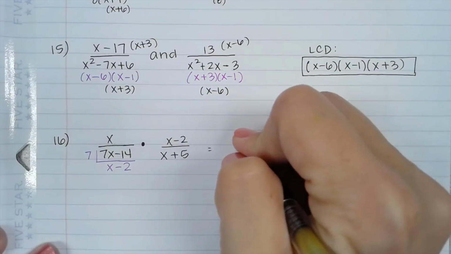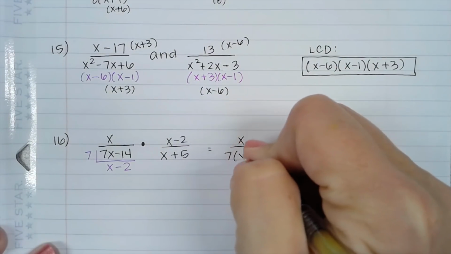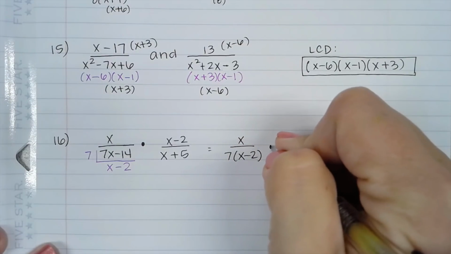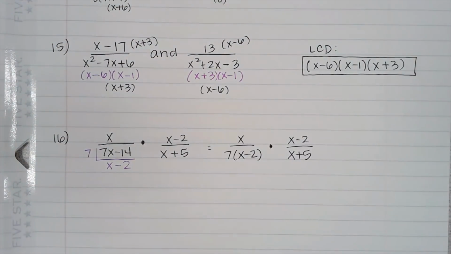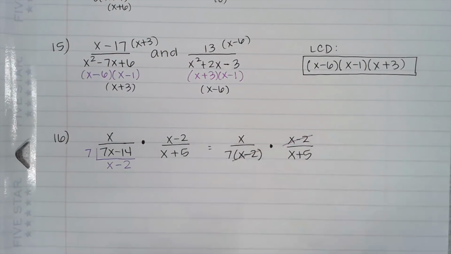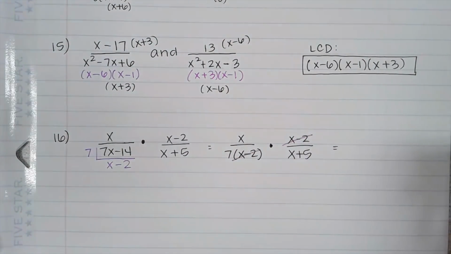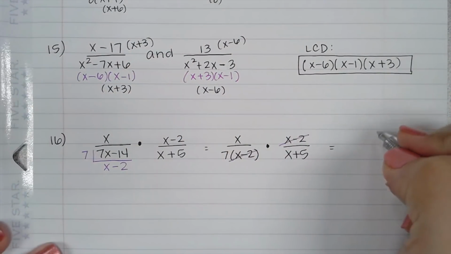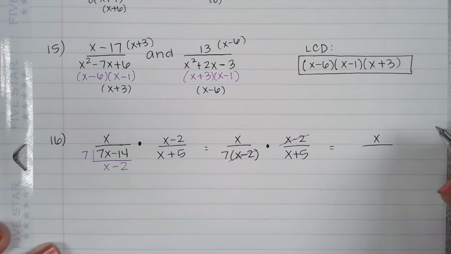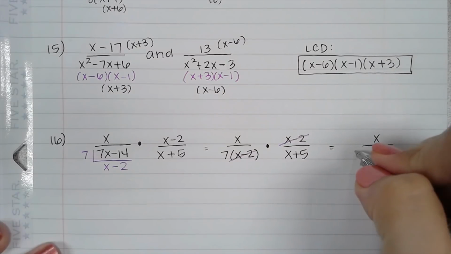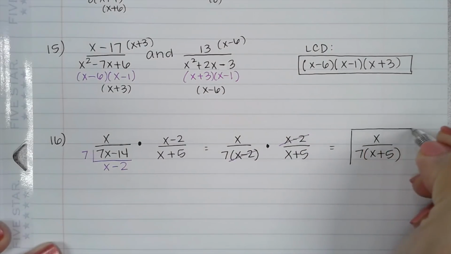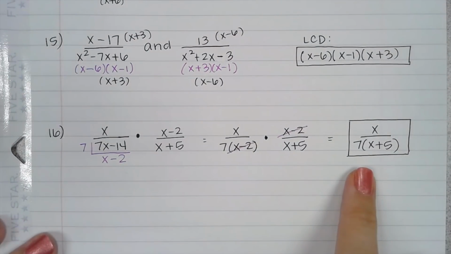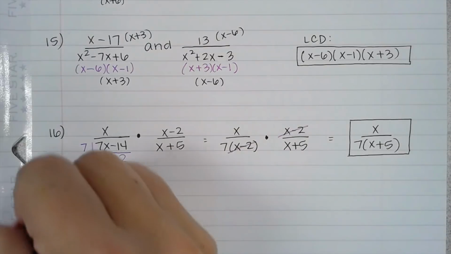So for this one, I have an x in the top and a 7 and an x minus 2 in the bottom, and then an x minus 2 in the top and an x plus 5 in the bottom. And so now it is the case that this one can cross out with this one, and then you just collect back everything that you have left over. So in the top, all I have left over is an x, and then in the bottom, I have a 7 and an x plus 5. You could do the distributive property, but it is more common to leave the answer written in factored form. So this is what you get when you multiply these two together.